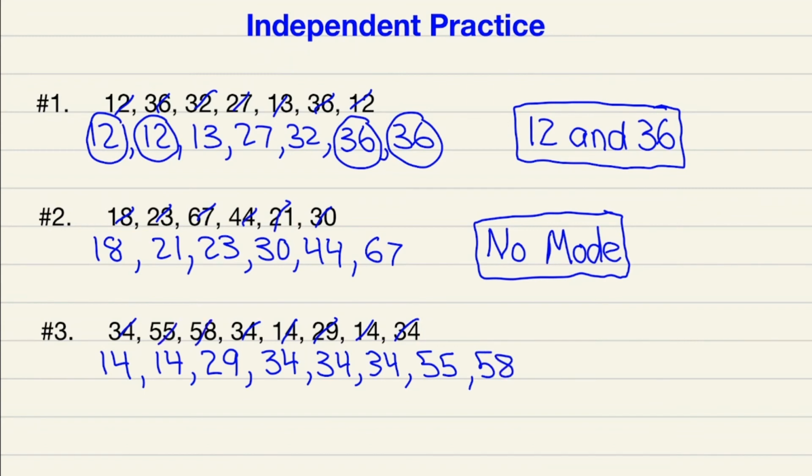Now, analyzing this data set, I noticed that 14 appears 2 times. However, it looks like 34 appears 3 times. So 34 is the number that shows up the most amount of times compared to everything else. So I know my mode for number 3 is going to be just 34.